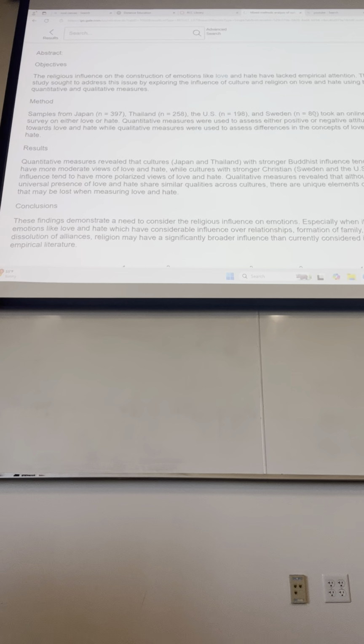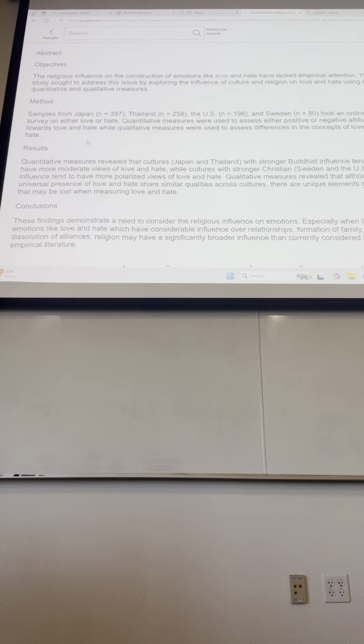So this is something I'm even more interested in because they have sample populations from a lot of different places. It wasn't just from one spot. So now I'm really curious to learn how does religion impact the way we see love and hate in our interpersonal relationships. So they took an online survey on either love or hate. Quantitative measures were used to assess either positive or negative attitudes towards love and hate, while qualitative measures were used to assess differences in the concepts of love and hate.